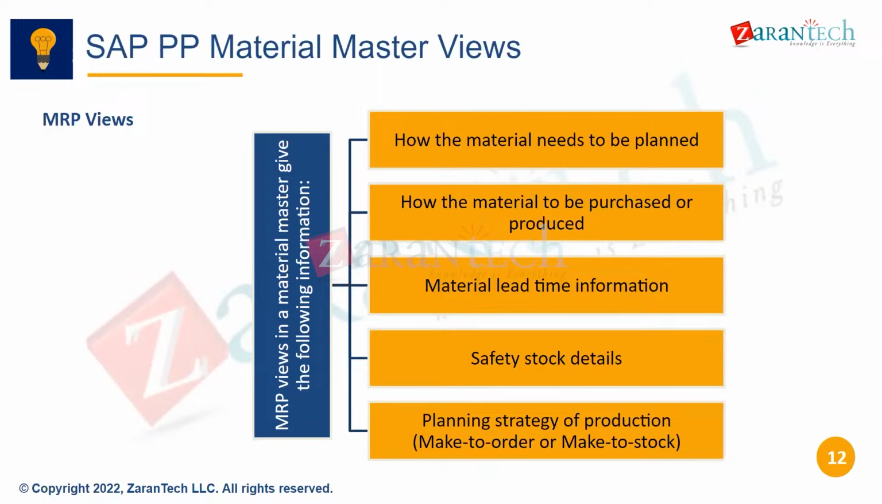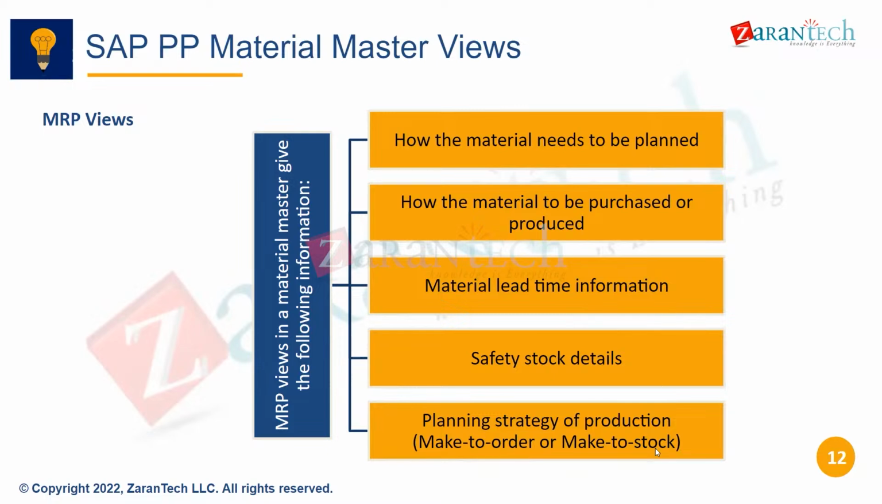So 4 views. How the material needs to be planned, how the material will be purchased or produced, which means whether it is internally manufactured or externally procured. What is the material lead time information? How long does it generally take? Suppose I want to manufacture or get it from an outside supplier, generally what is the average lead time? Then if there are any safety stock requirements, and what is the planning strategy of production: make to order or make to stock.